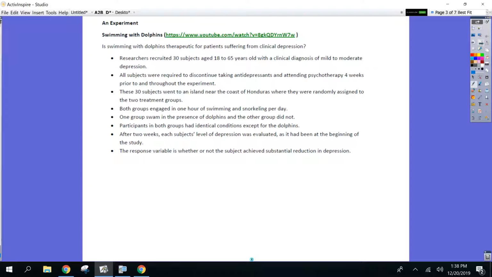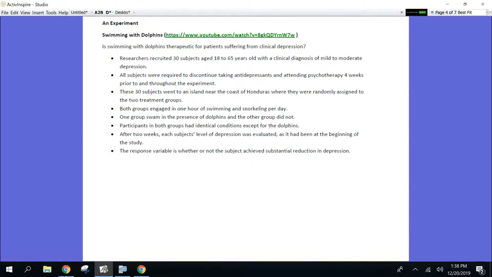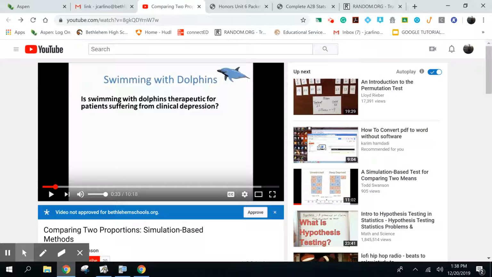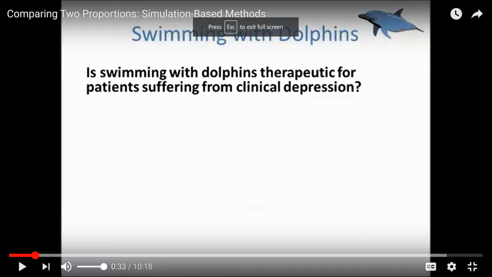What I need you guys to do is go to this chart here, which I'll refer back to in a second, which gives us our results. But just some background. I'll give you guys some background here about what's happening.